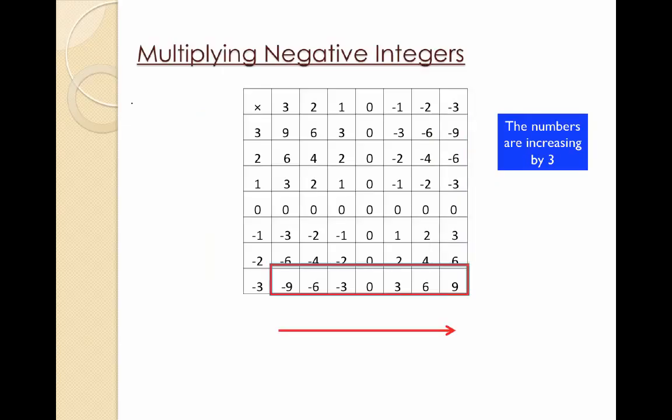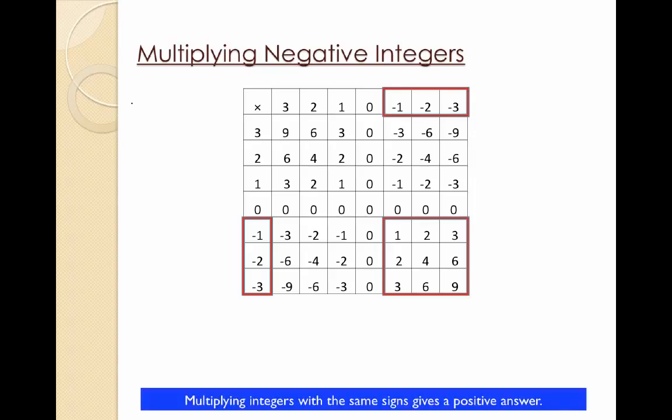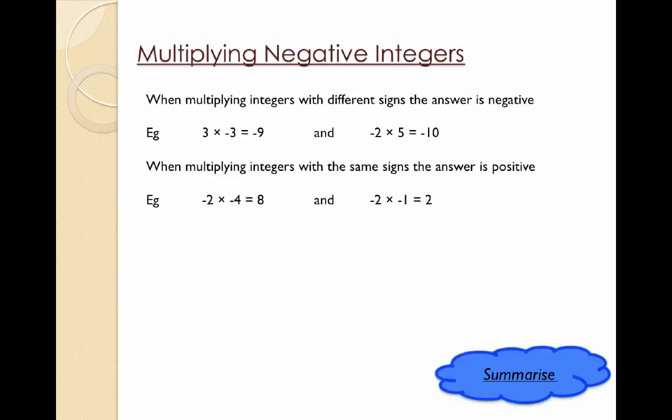So if I look at my rows going across now, I should still see the same pattern, increasing by 3 each time, increasing by 2 each time, and increasing by 1 each time. This sort of gives me a pattern. When I multiply my negative numbers together, I'm getting positive results. And this is my second rule. That rule is when you multiply integers with the same signs, that is, negative times a negative, you will get a positive answer. So let's see that written up with some nice notes for you to put in your book.